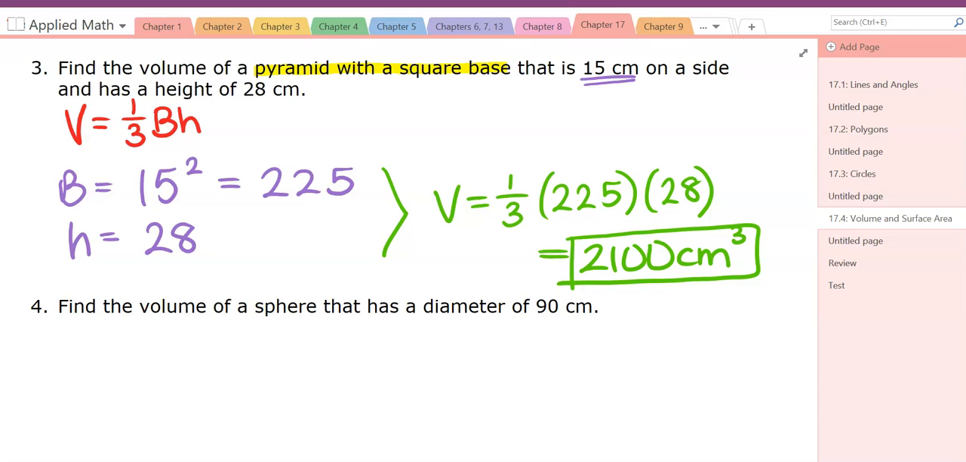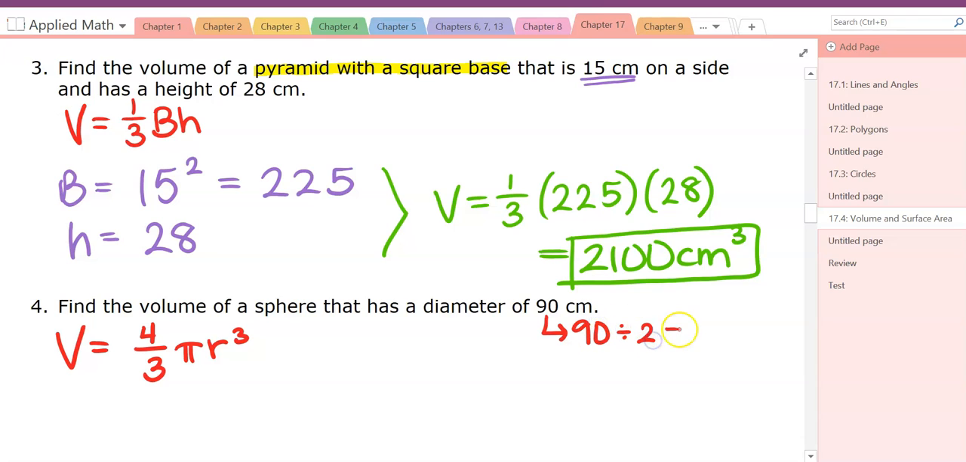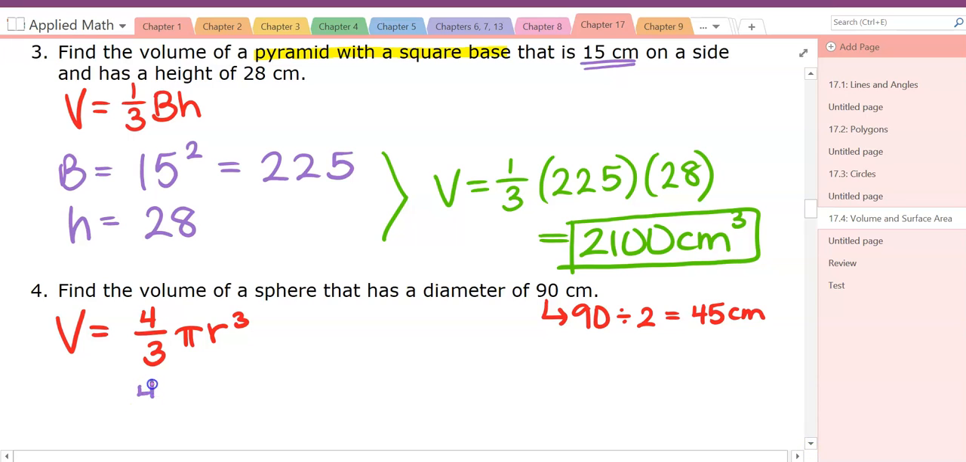All right, so we are using the equation 4/3 times pi radius to the third power. Okay, what's the radius for this problem? 45, because the diameter is 90, so you have to take 90 and divide by 2 to get 45 centimeters for the radius. So we're going to take 4/3 times pi times 45 to the third power. You get a big number. Anybody know what it is?